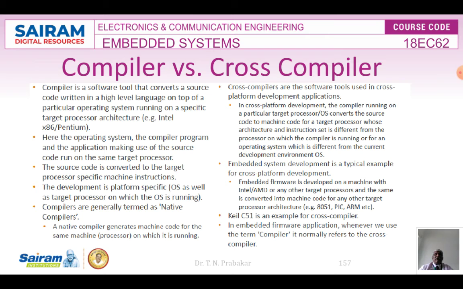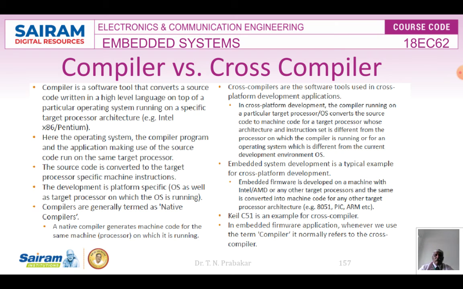Again, that was the example I was giving. I am writing a program for an ARM Cortex processor, but I am developing the program on the Intel processor in my laptop. So my Intel processor should develop a program that is compatible to run on an ARM Cortex processor, right? So the compiler should be compatible like that. In that case, we have to go for a cross compiler. And the source code is converted to target processor specific machine instructions.